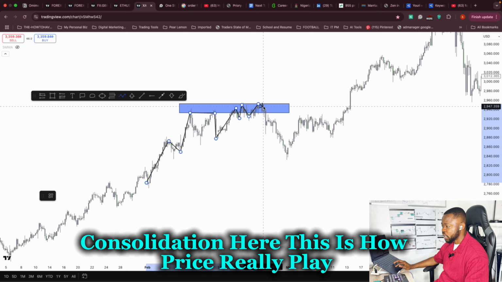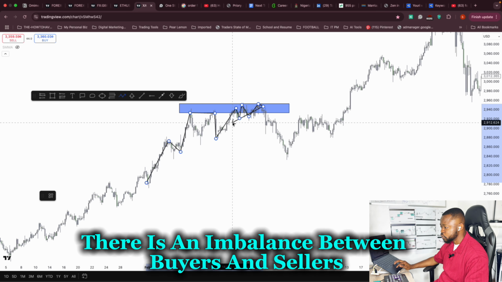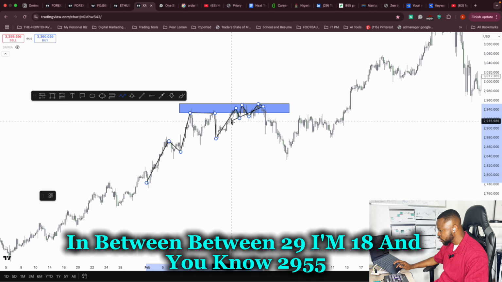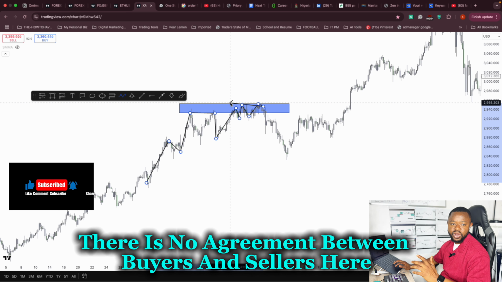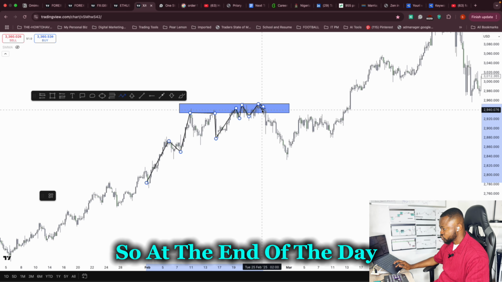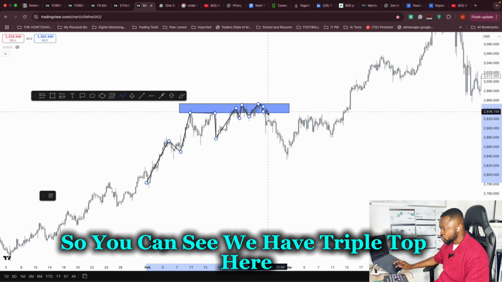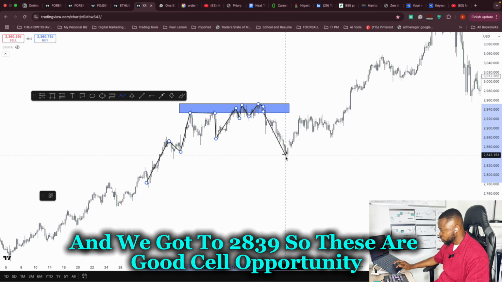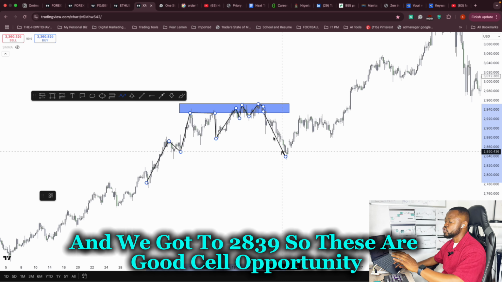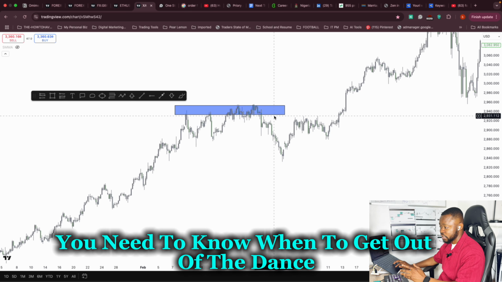This is how price really plays. This particular play is telling you there's an imbalance between buyers and sellers between 29.18 and 29.55. There is no agreement between buyers and sellers here. So at the end of the day, we had sellers winning just for the moment. We have a triple top here, and price sold more than this particular sell and got to 28.39. So these are good sell opportunities, but at the same time, you need to know when to get out of the dance.